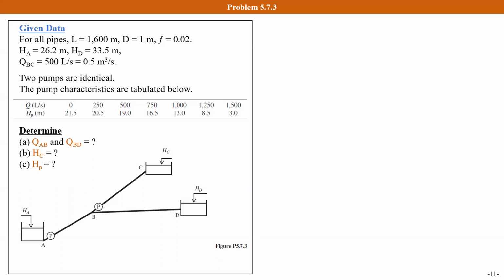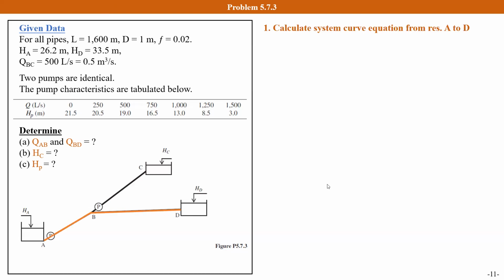So based on the given information, this problem wants us to calculate the flow rate in pipes AB and BD. It also wants us to determine the surface elevation in reservoir C and the head for each pump. Because we already know the surface elevations in reservoirs A and D, we can calculate the system curve equation from reservoir A to D.